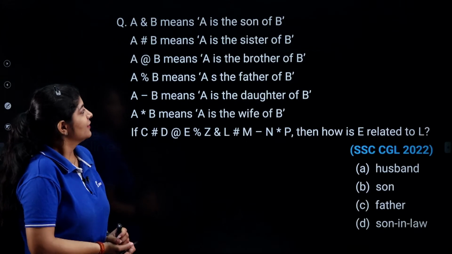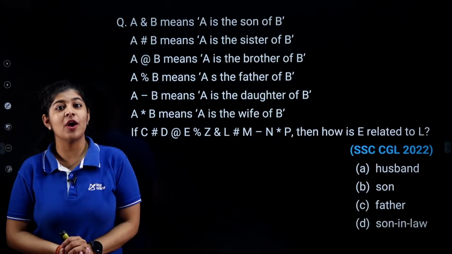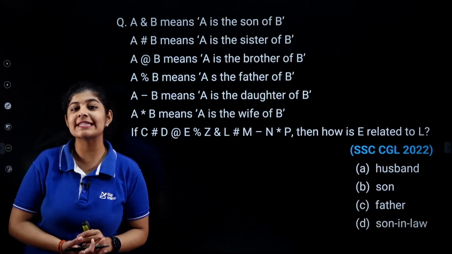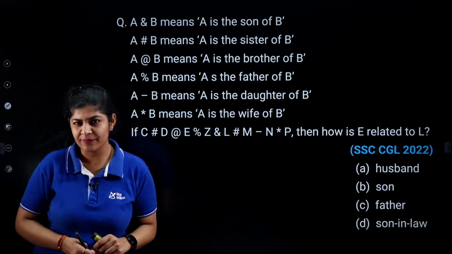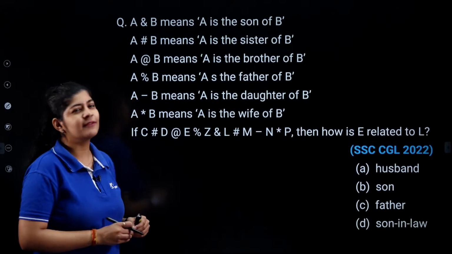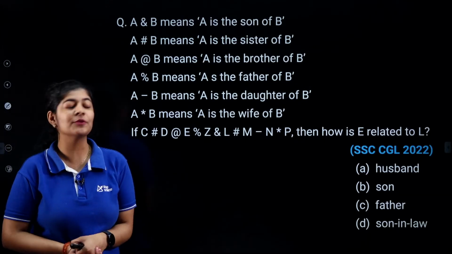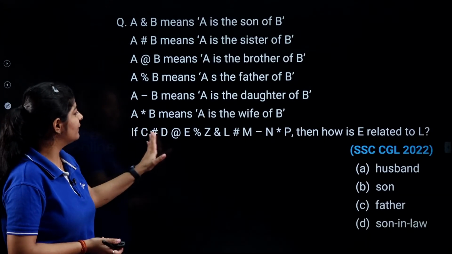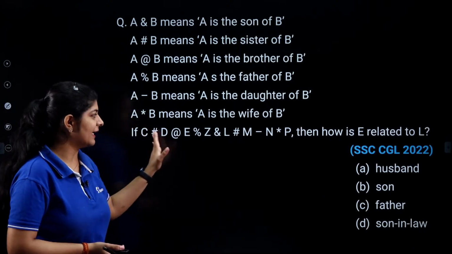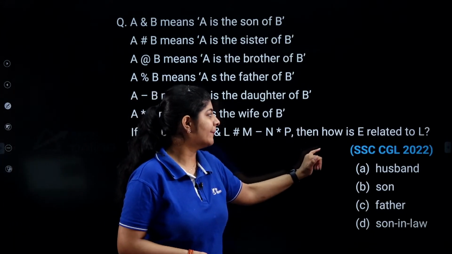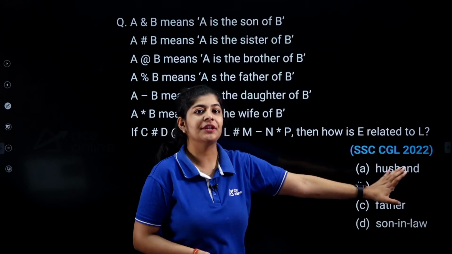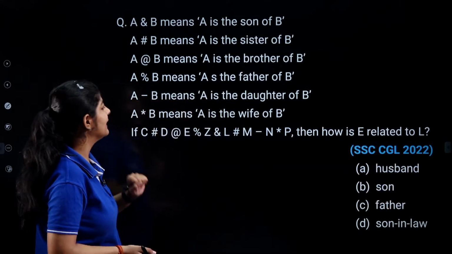Okay. So basically this question is from the concept of blood relation, and this type is your coded relations. We are very good in relations, right? Okay, so basically what we need to do, with the help of this given data, we need to identify how is E related to L. How is E related to L?